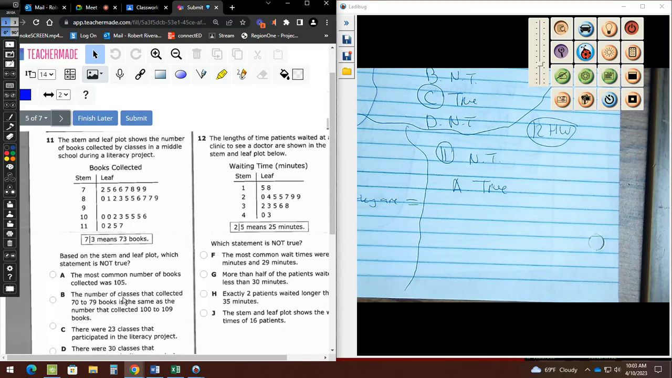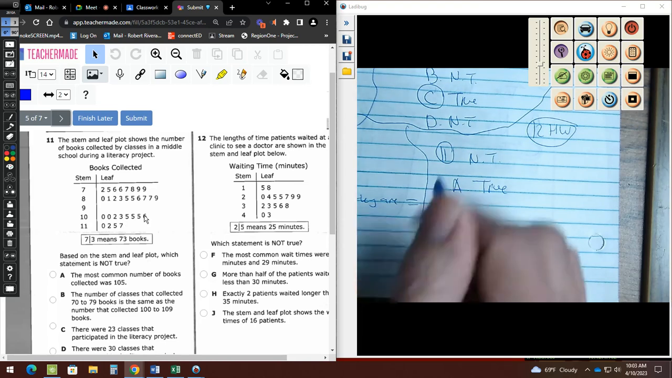B. The number of classes that collected between 70 to 79 books. 70 to 79, which will be the first one here on the top, is the same as the 100 to 109, which is this one here on the bottom. Is it true that they're the same? Yes, you can tell, look, they're exactly the same amount of data points. So guess what? Letter B is true.